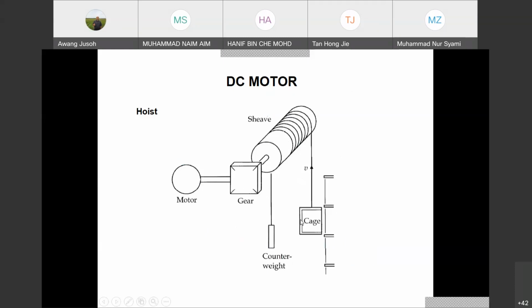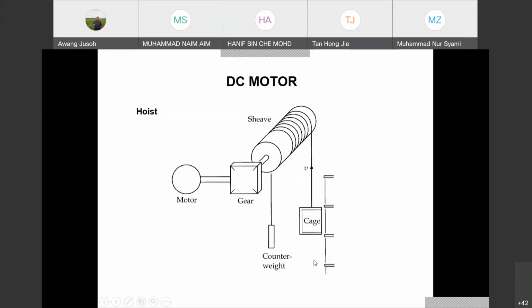Like a cage, like a lift system. You have a cage where people come in here, and the lift must also have a counterweight. Just like that. So when the motor rotates clockwise, the lift will go up. The speed will go up, and when the motor rotates anti-clockwise, the lift goes down.